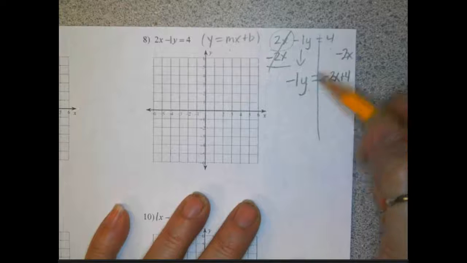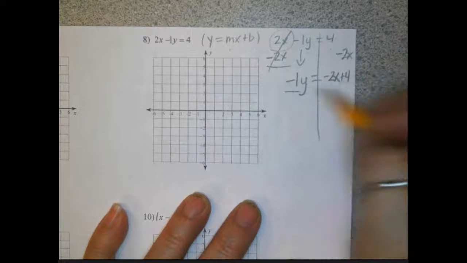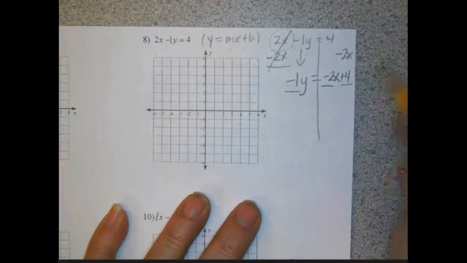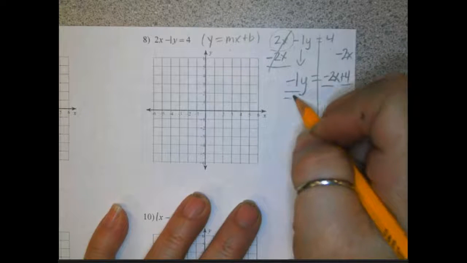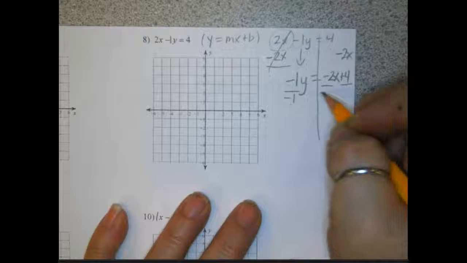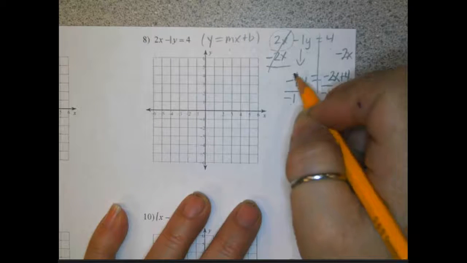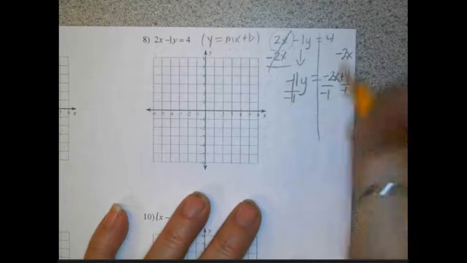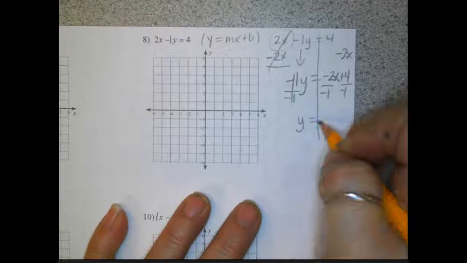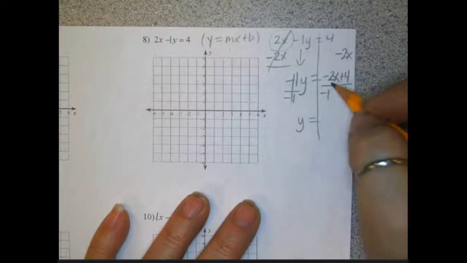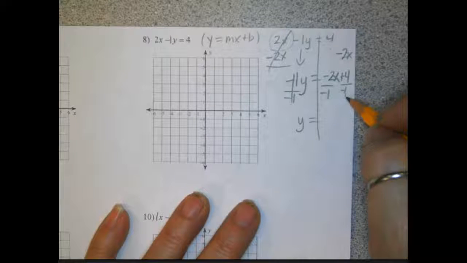How do I undo that? I'm going to divide. What am I going to divide by? I need to get rid of that negative. So if I divide by negative 1, this becomes a positive 1, or just y. Now on this side, I also have to divide every term by negative 1. Write this down, Chloe?